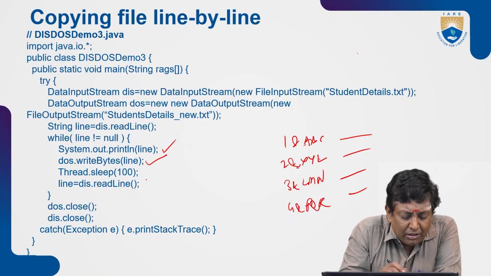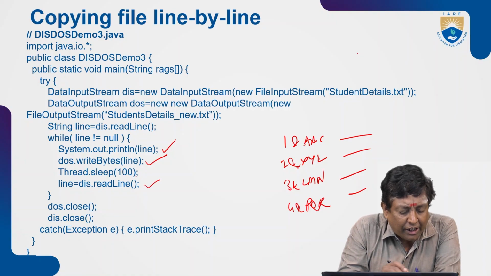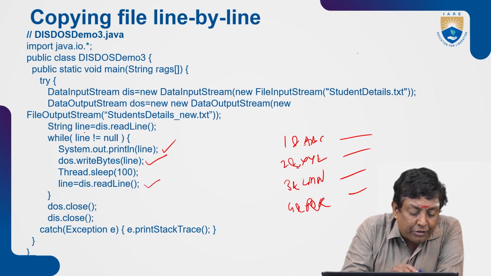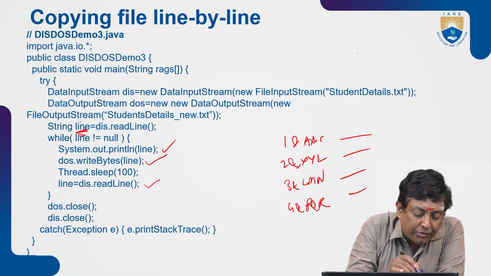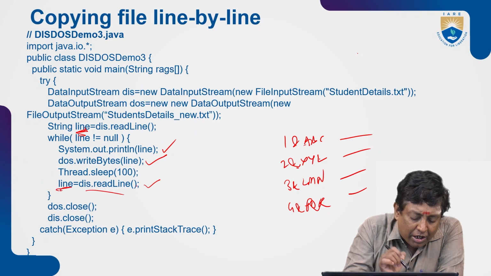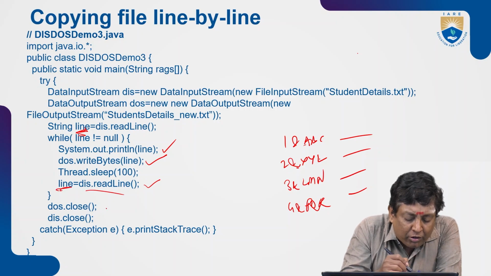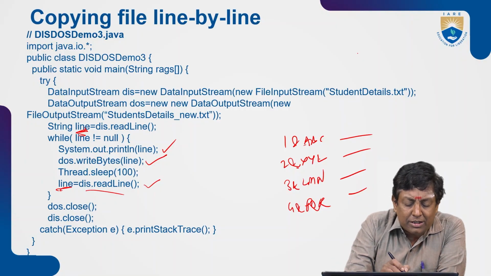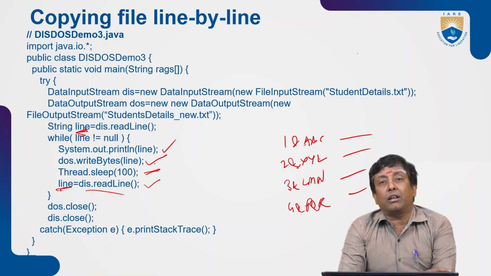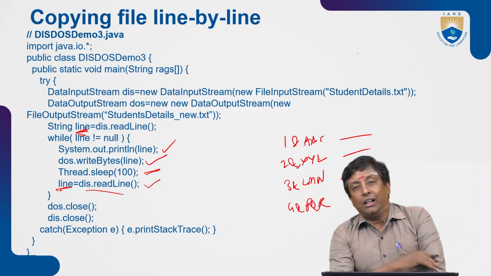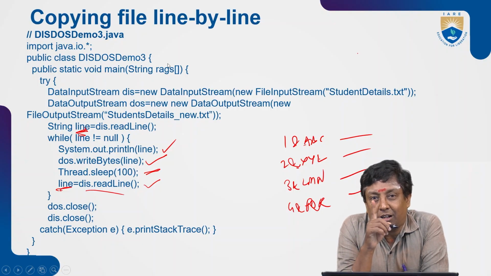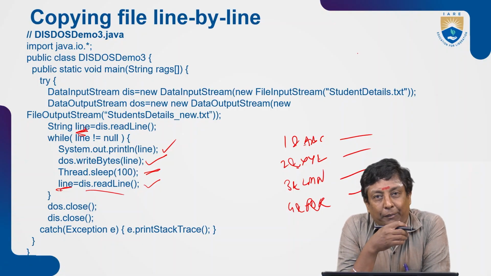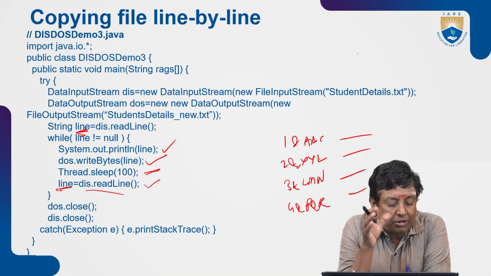Once it is done, you read the second line again: line is equal to dataInputStream.readLine, using the same string variable. But between each read and write operation, we are sleeping the program for 100 milliseconds. 1000 milliseconds is equal to 1 second, so 100 milliseconds means one-tenth of a second. That is how you calculate it.